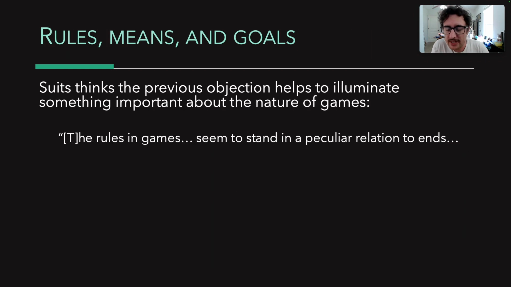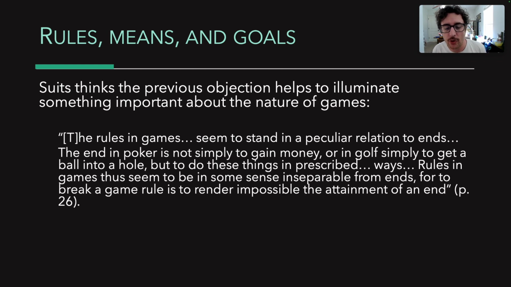But Suits thinks the previous objections also help illuminate something really important about the nature of games and how they work. He says the rules in games seem to stand in a peculiar relation to ends. So games have certain kinds of rules, and he thinks there's a very intimate relationship between the goal of a game and the rules of the game. He says the end in poker is not simply to gain money, or in golf simply to get a ball into a hole, but to do these things in prescribed ways. So your goal is to achieve this thing in a very particular way.